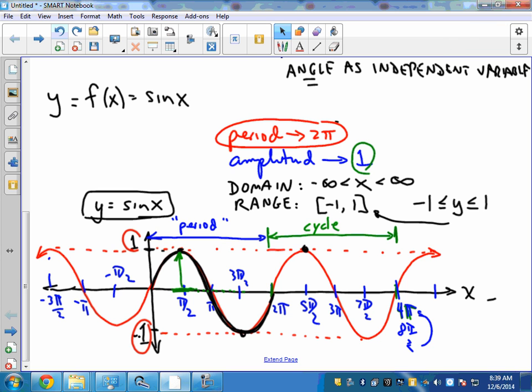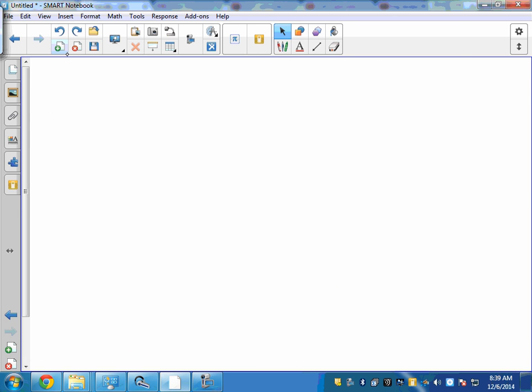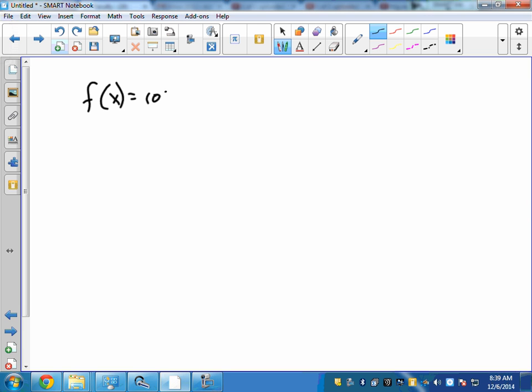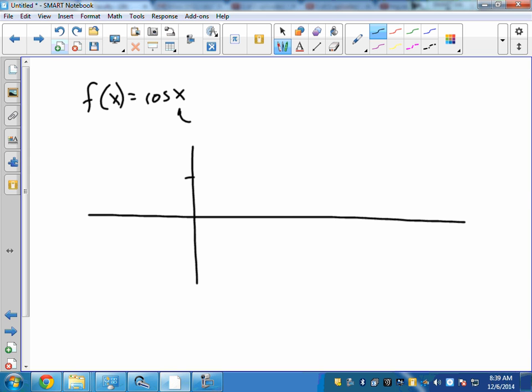Okay, so there's a sketch of the sine wave. Let's pull up a new screen and do a quick sketch of the cosine wave. f of x is the cosine of x. Again, x is an angle. So very similar to the sine, capped at 1 and -1. And the period is again going to be 2 pi. The cosine wave, however, starts up top and does this.